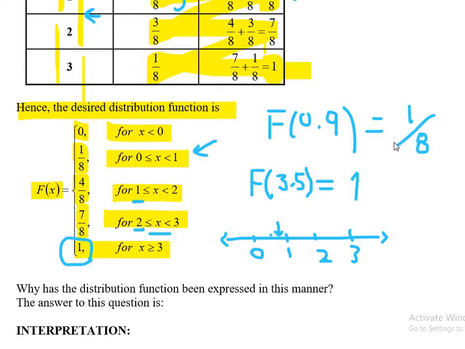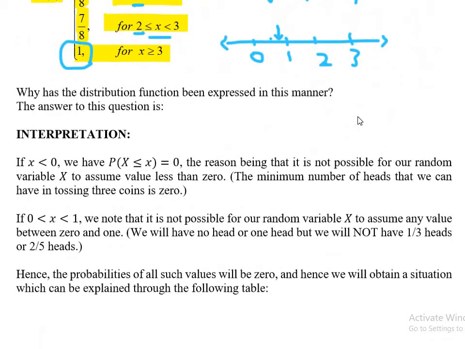And what does it mean? It means this is the probability of x being less than 0.9. So less than 0.9 means only 0. So 0 probability is 1 by 8. All right. So basically how we can interpret this, if x is less than 0, we have probability of x less than 0 equal to 0, because there is no possible outcome for the random variable less than 0, right? So that's why the answer is 0.